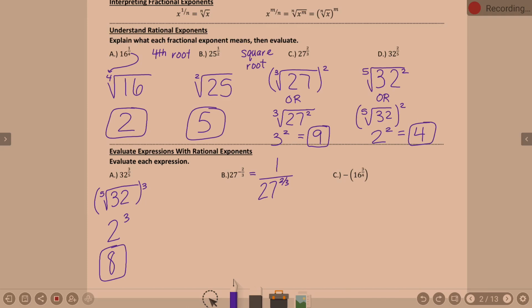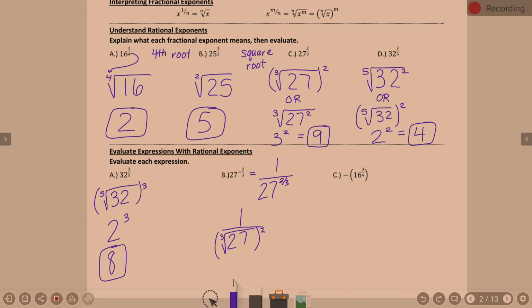Now, from here, can you do 27 to the 2/3 in the denominator? Yeah, it's no different than what we were doing. It's just now in the denominator. So now it's going to be 1 over. I'll give you the hint. 27 goes in the radical. Where's the 2 go? Where's the 3 go? The 3 goes on the outside and the 2 goes on the inside. Basically, 3 goes out front as the index, as the root, and the 2 goes out back as the power.